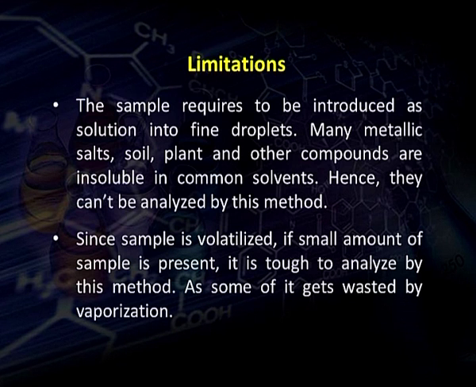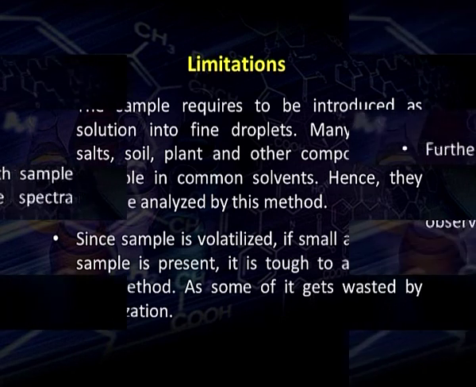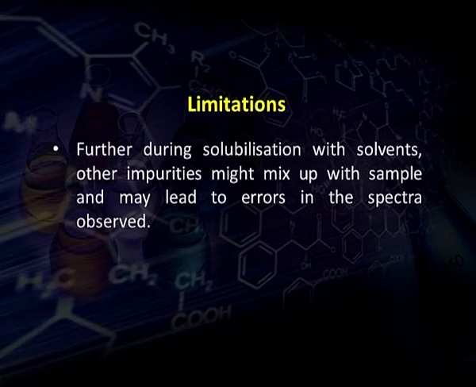Many metallic salts, soil, plant and other compounds are insoluble in common solvents, hence they cannot be analyzed by flame photometry. Since the sample is volatilized, if a small amount of the sample is present, it is tough to analyze by this method, as some of it gets wasted by vaporization. So, we require a large concentration of the analyte, then only it can be analyzed. Further, during solubilization with solvents, other impurities might mix up with the sample and may lead to error in the spectra observed. So, these were the limitations of flame photometry.